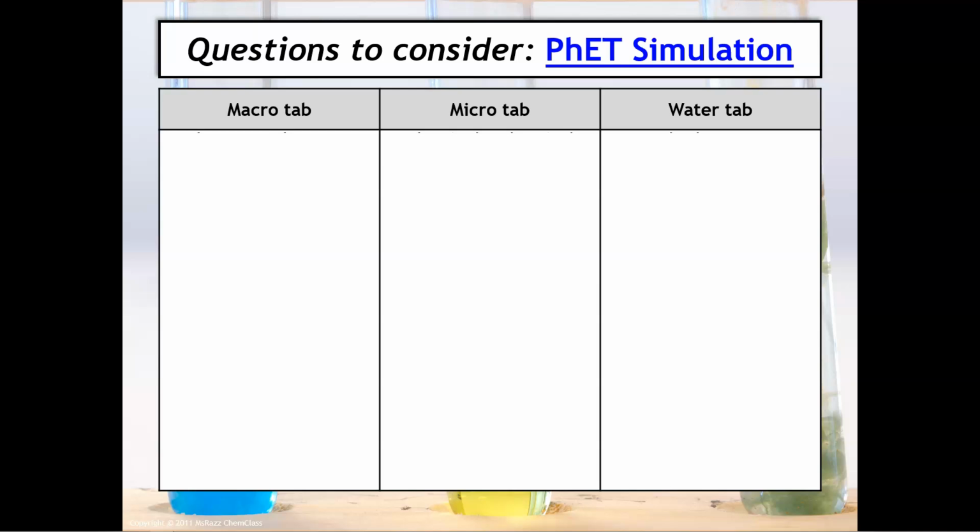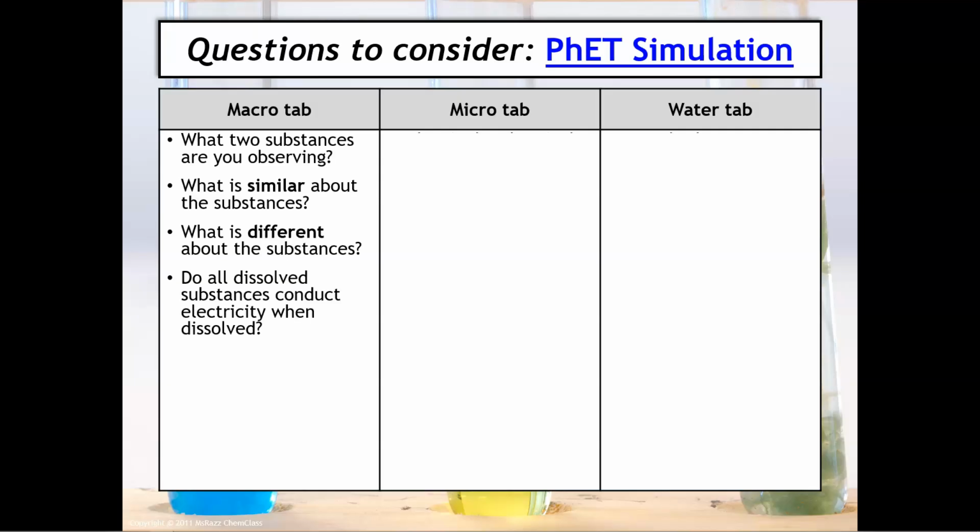Here's the table that you'll be working with, and I've split this into 3 different categories. These actually correspond to tabs in the PhET simulation. So we've got the macro tab, and we have some corresponding questions that you want to be able to answer. It's my suggestion that you write your answers to these questions in that section of the table. Of course, you can include any other observations that you see in the simulation, but you definitely want to answer these questions because this will help you understand the phenomenon a little bit more.